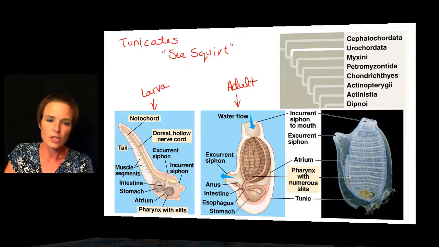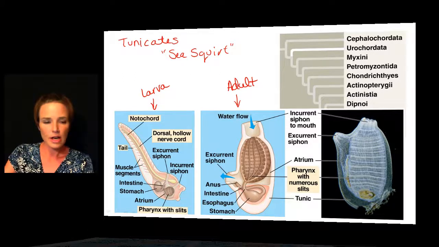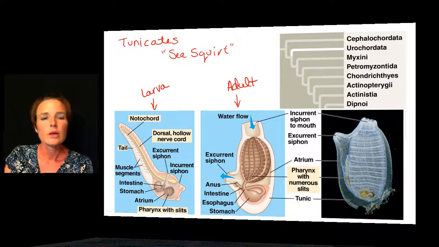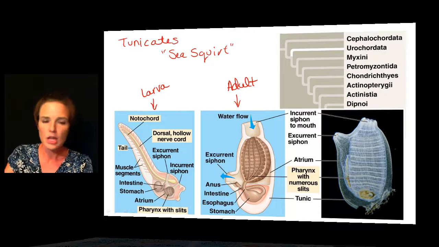So the adult is going to have the notochord and also the tail reabsorbed so that they're no longer present. And then a lot of the other structures are going to get totally turned around and rearranged. So the adult looks quite a bit different from the larval stage. These are going to be filter feeders. The water comes in and then it's going to exit, and when it exits, that's that squirt part. So we call it the sea squirt. These have very few Hox genes compared to the other chordate groups.